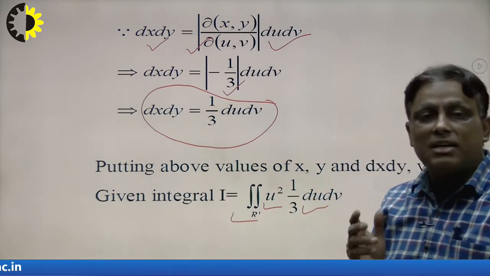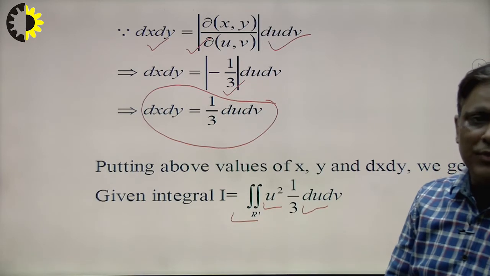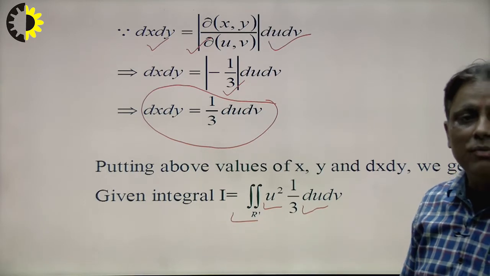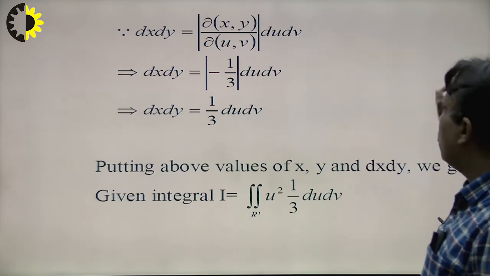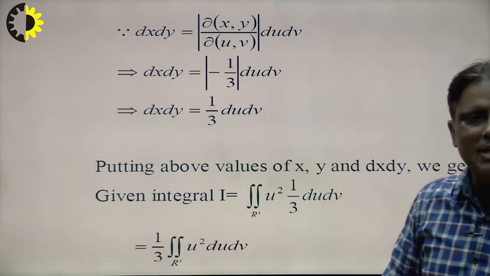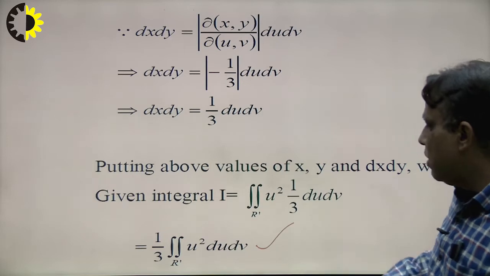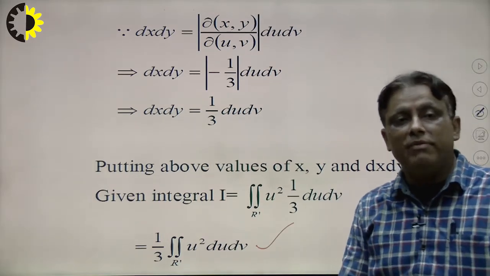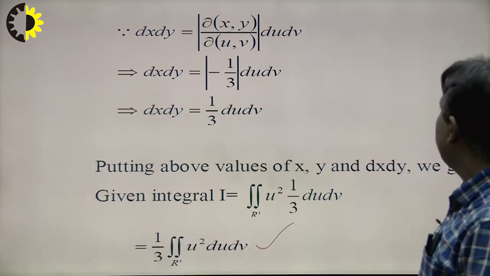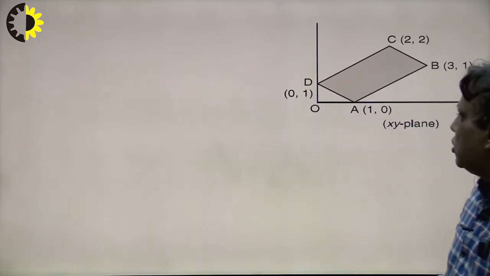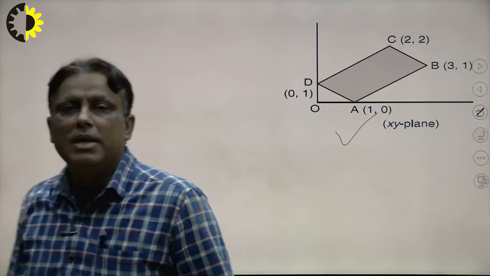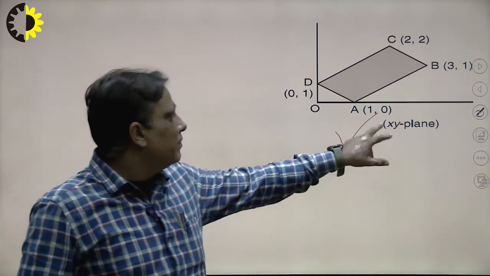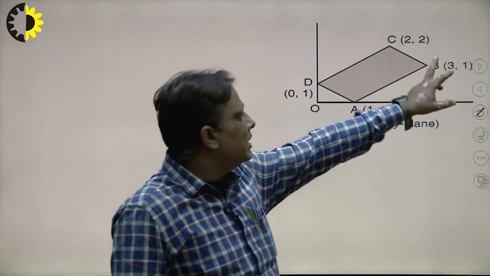Now the question is how to evaluate the limits of u and v, but I have the values of only x and y. So that is the criterion to solve the problem. So now we consider it one by one, step by step. Now I want to calculate the limits of u and v with the help of the given problem. So first of all I draw the diagram. These are the vertices of the given region: 1, 0; 0, 1; 2, 2; and 3, 3.